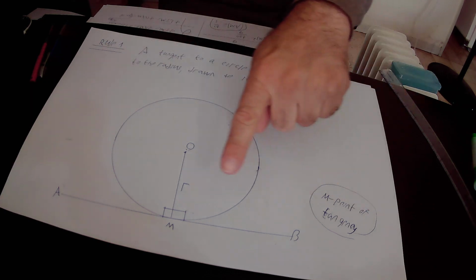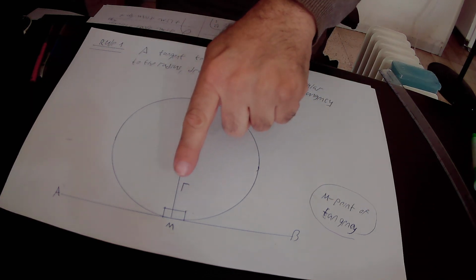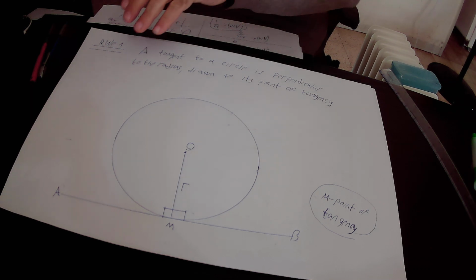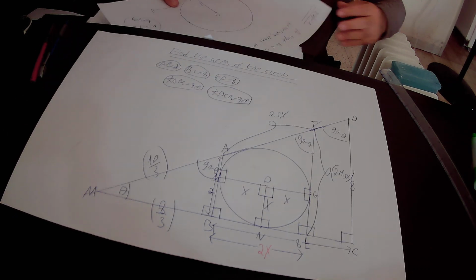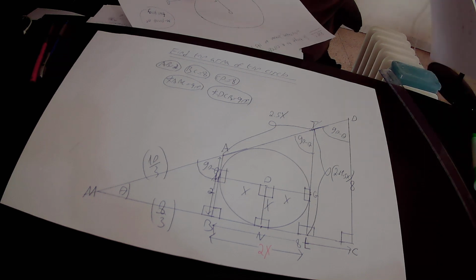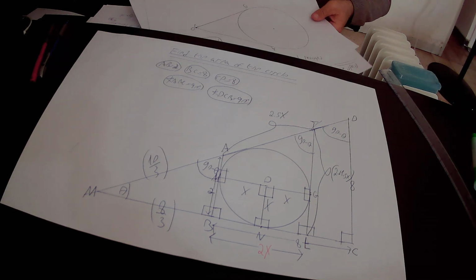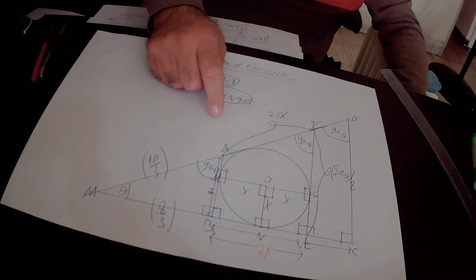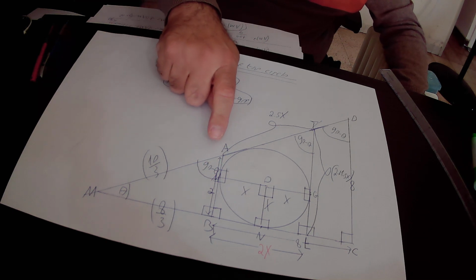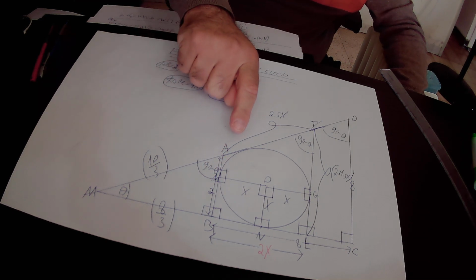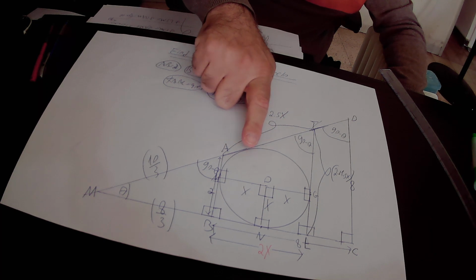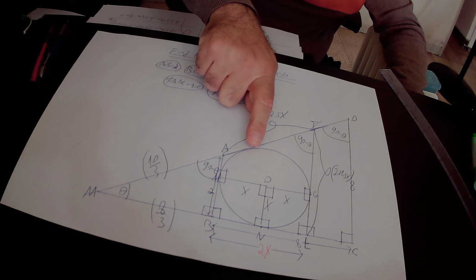So if AB is perpendicular to MO, it means that this angle equals 90 degrees and this angle equals 90 degrees according to rule number 1. We can implement rule number 1 in our drawing. We define the center of this circle as O. Tangent AB is tangent to this circle at point M. Point O is the center of the circle, point M is a point on the circle itself, therefore OM is the radius of this circle.